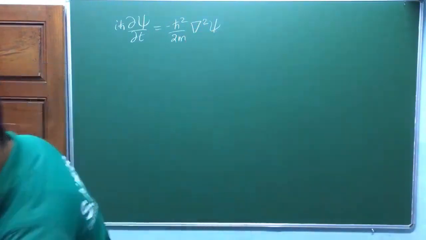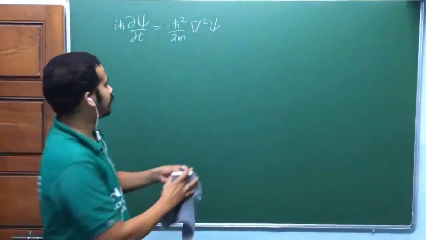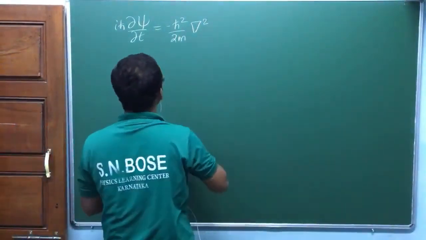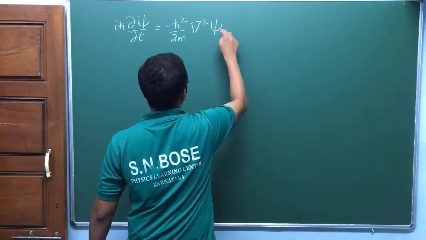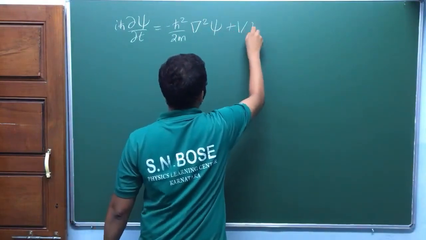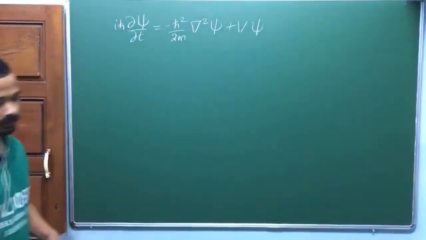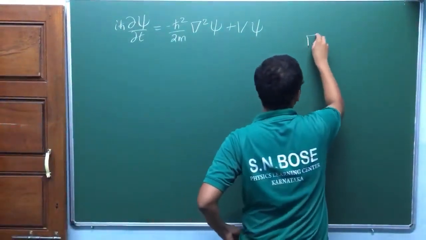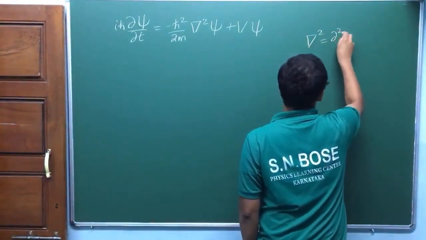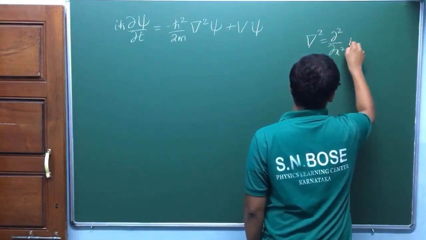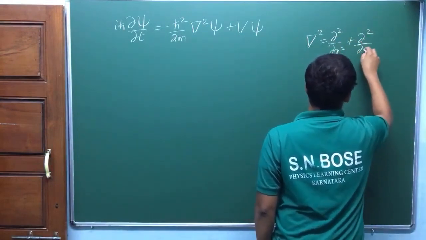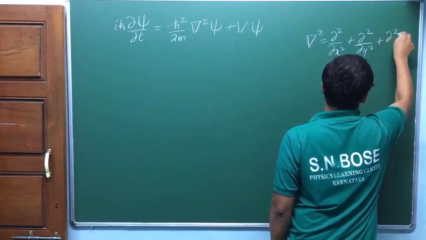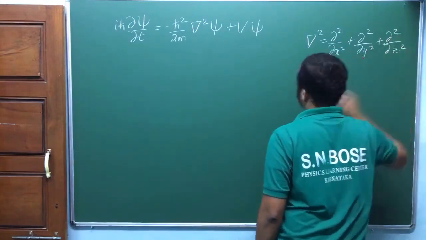that psi should be big psi, but let me write it as psi itself, plus v of psi. Let me take it like this. I hope you know what del square is. In case of 3 dimensions, del square is dou square by dou x square plus dou square by dou y square plus dou square by dou z square. Look at this one.